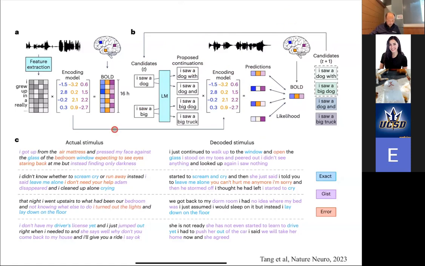And as you can see, it does pretty well sometimes. Okay, so it says that night I went upstairs to what had been our bedroom, and not knowing what else to do, I turned out the lights and lay down on the floor. That's what they heard, and this is what the brain response said. We got back to my dorm room. I had no idea where my bed was. I just assumed I would sleep on it, but instead I lay down on the floor. Okay, so that's pretty good, right?